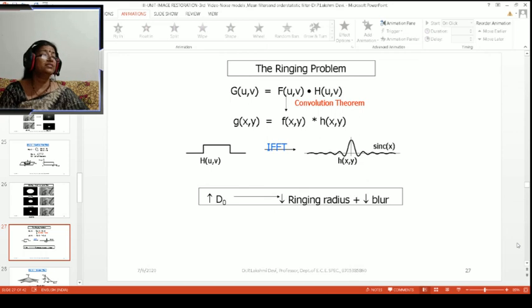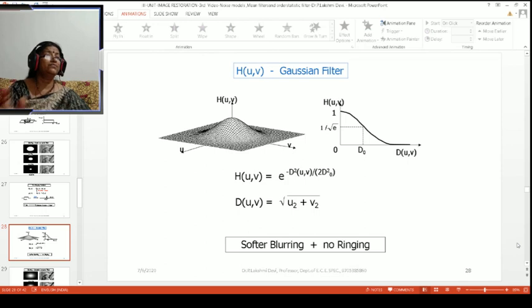Now let us observe that h of uv is a transfer function. By applying the inverse Fourier transform to this, we get the sinc waveform, so h of xy is a sinc signal. Here you can observe that particular effect, which we call the ringing effect. If d naught increases, the ringing radius decreases and the blurriness decreases. Here you can observe the Gaussian filter, a practical low pass filter.